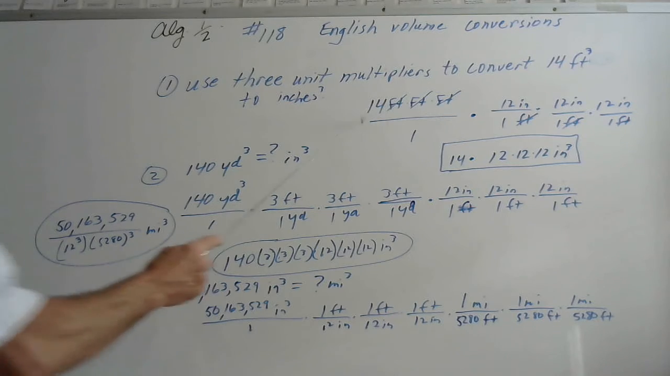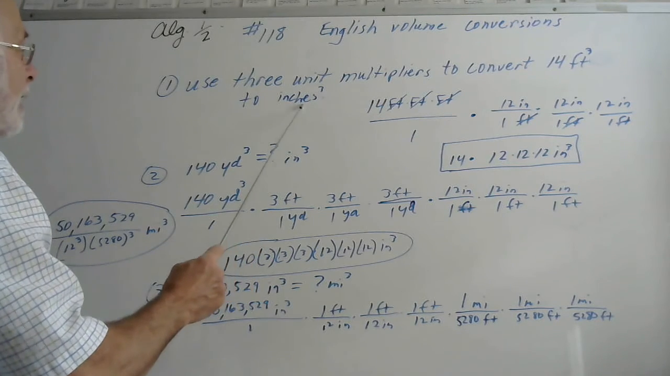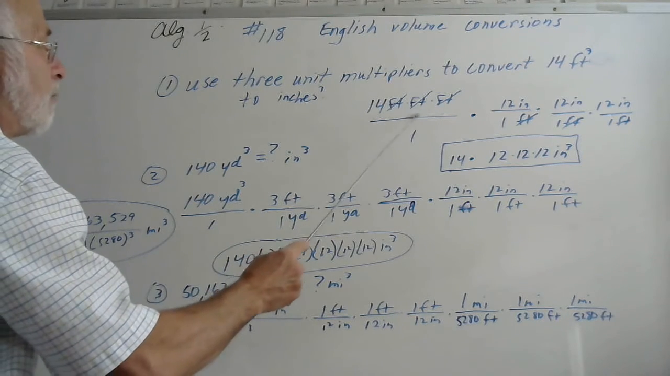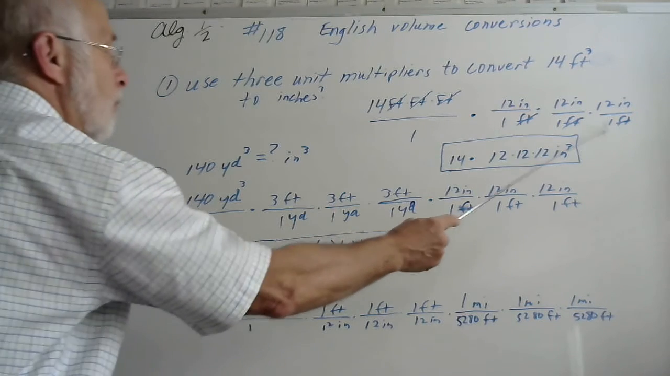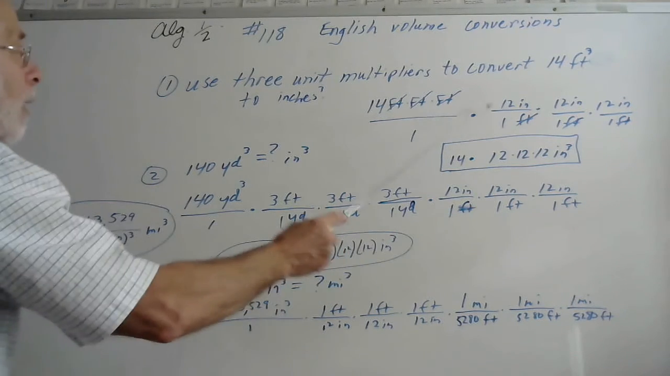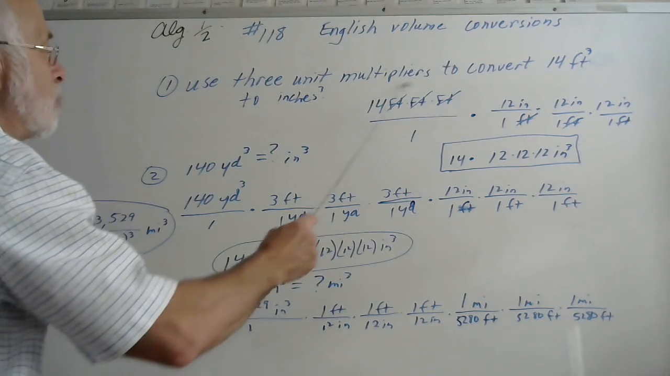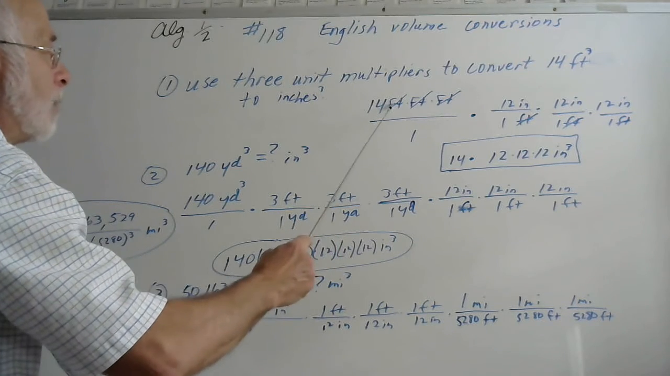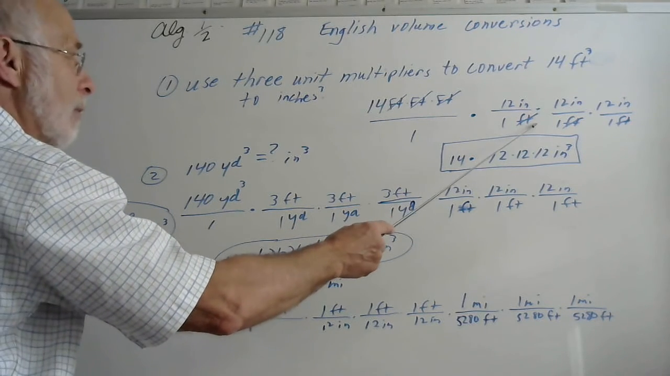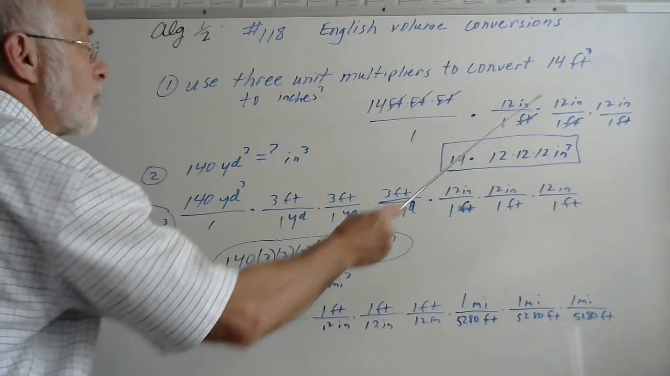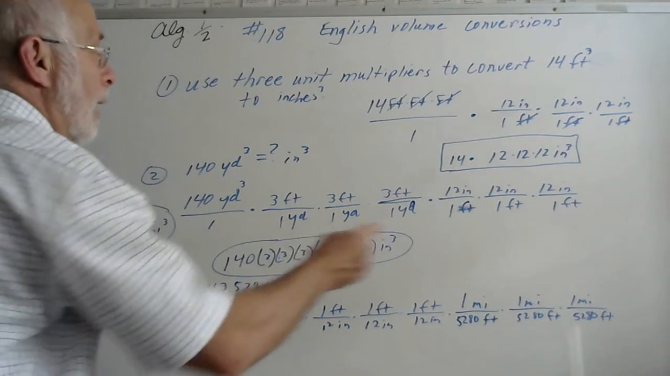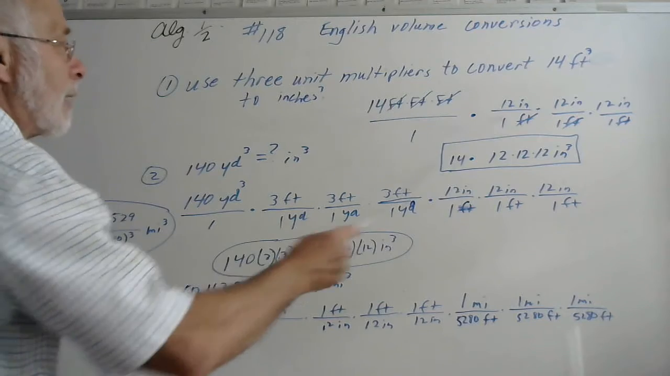Well, I want to set it up. I've got 14 feet cubed, so feet times feet times feet. This tells me that I'm going to need 3 unit multipliers. Whatever's in my numerator in my measurement, I want in the denominator to get rid of it. So my feet is down here. There's 12 inches to 1 foot.